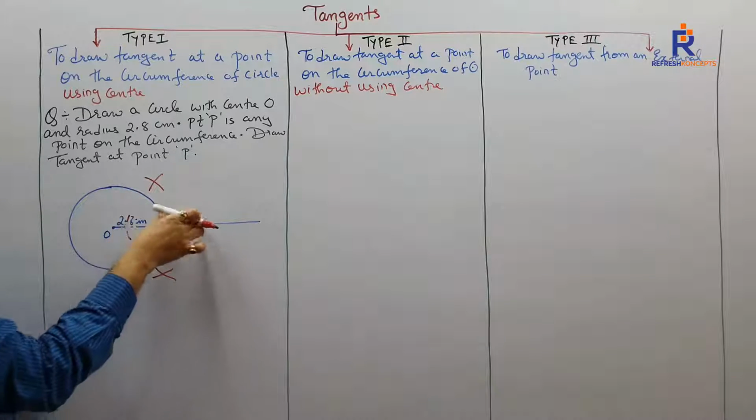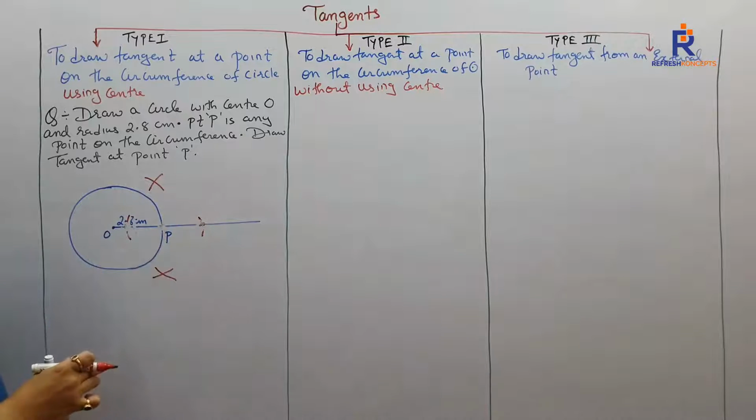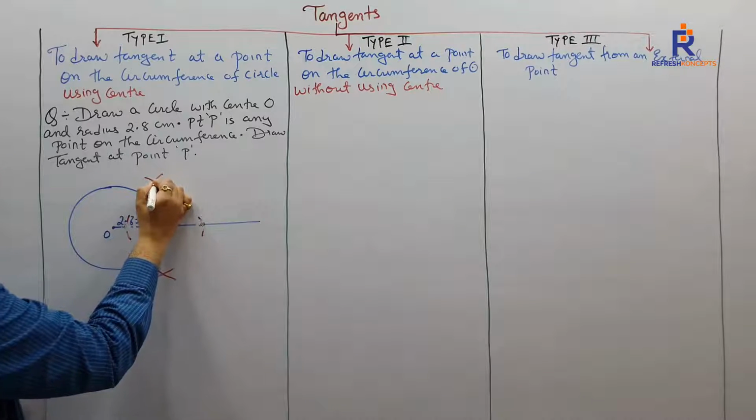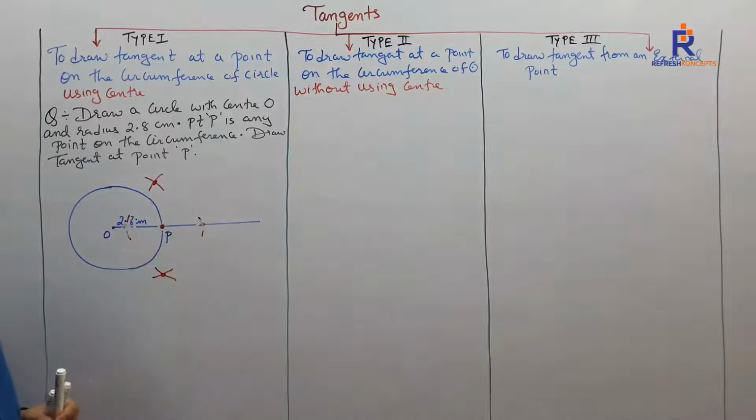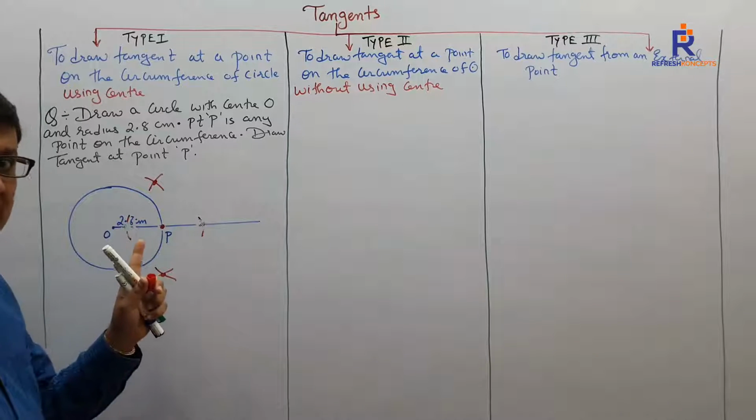Cut, down, cut, down. Now, do we have these three points? 1, 2, and 3. With the help of a scale, first of all, I don't have any scale, children.